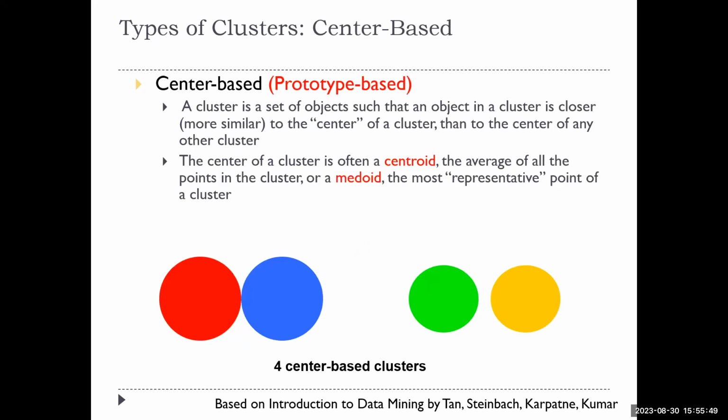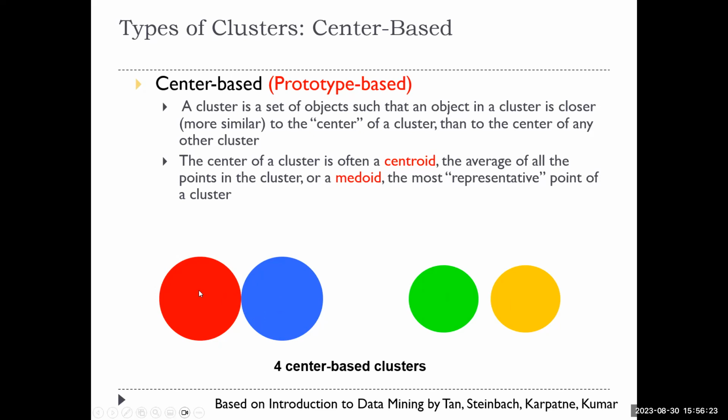The other one is center-based cluster or prototype-based cluster. So when you have a cluster like this, you have a center point. For red, this is somewhere here. For blue, this is somewhere here. For green, this is here. Or yellow, this is somewhere here. So you assign points based on the distance to the center.